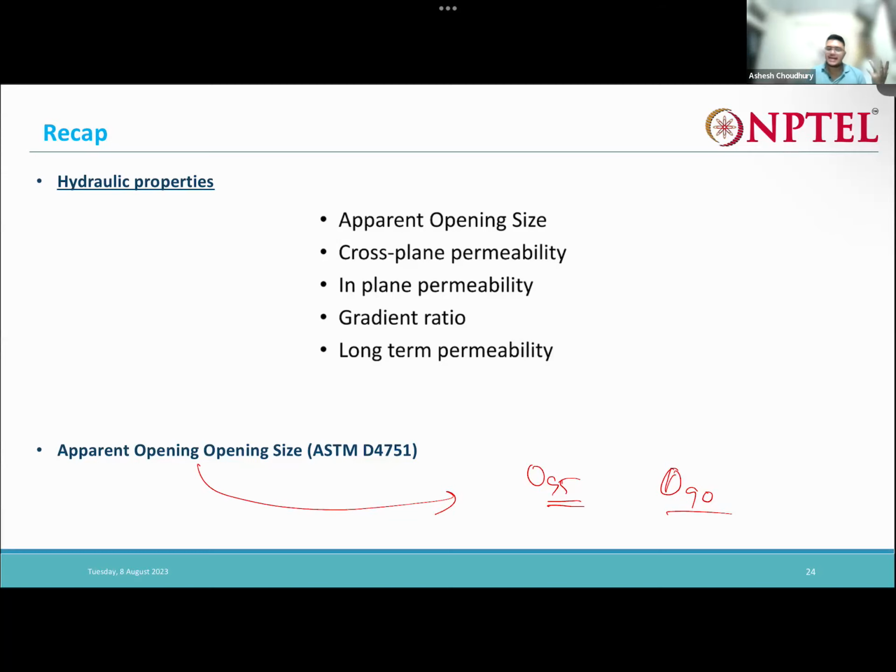So the test may be dry sieving or wet sieving, same as what we do with soil to find out the grain size distribution plot. It may be wet sieve or it may be dry sieve. Okay. So what happens? There are chances that if the particle size is very small, right, it might stick to the surface of the geotextile. It may clog the pores. That's why wet sieving is preferred. Okay.